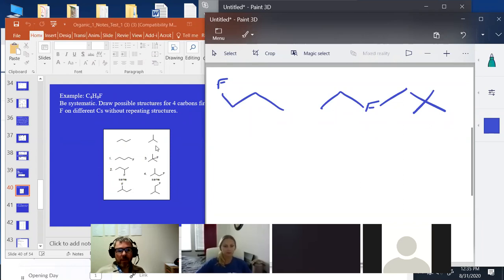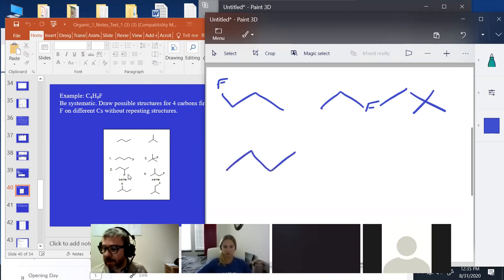Okay. So when you're looking at these first two here, what I've done is I've put the fluorine in different locations on this chain, right? So I've put one here at the end, and I've put one hanging off the second one. All right, so let's go ahead and I'll show you exactly how I'm doing that.